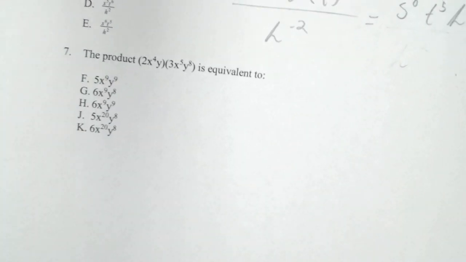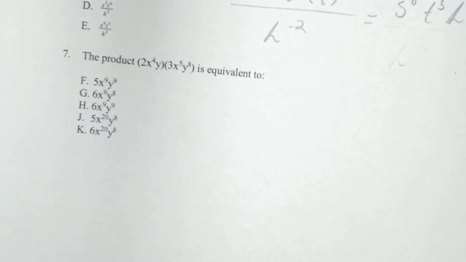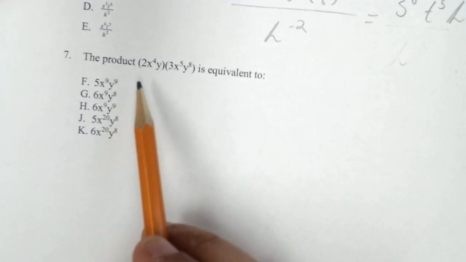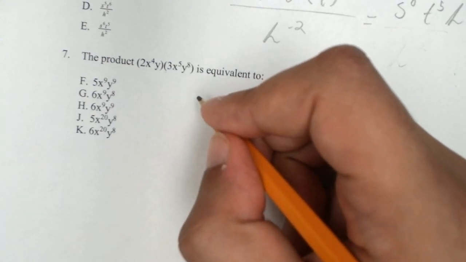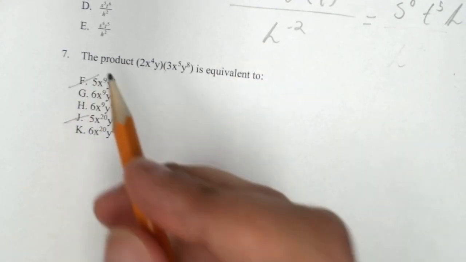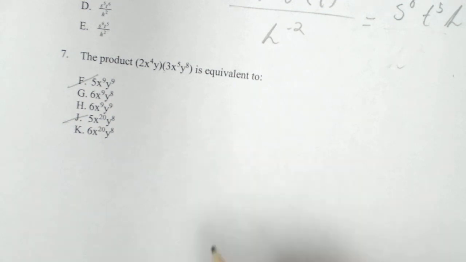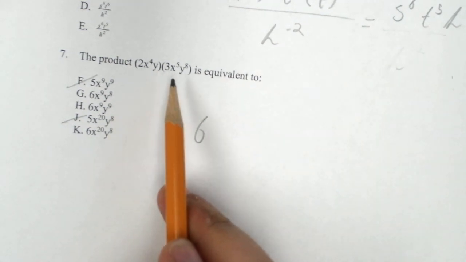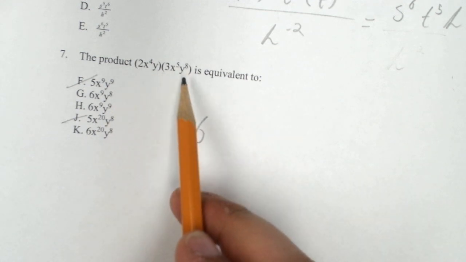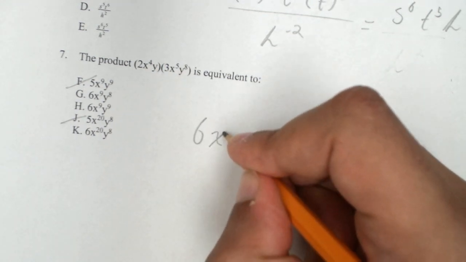Same thing as we were doing before. Right, just combining like terms. 2 times 3 gives us 6. So go ahead and take out j. Right? x to the fourth times x to the fifth is going to give us x to the 4 plus 5, which is x to the 9th.